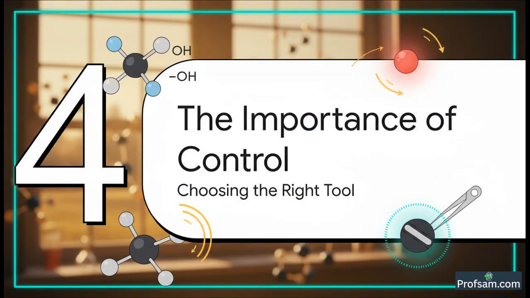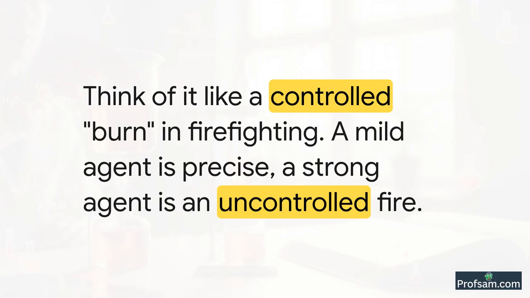Okay, so we've chosen our alcohol. What's next? This section is on the importance of control, choosing the right tool for the job. And by tool, I mean the right oxidizing agent. This is where that word control becomes so important. Here's an analogy to help you remember the difference. Think of a mild oxidizing agent like a controlled burn, the kind firefighters use.